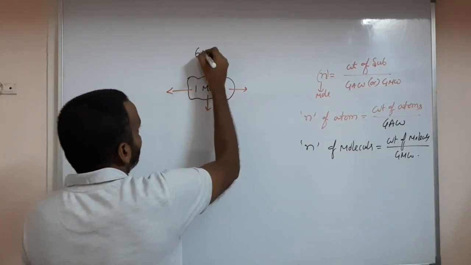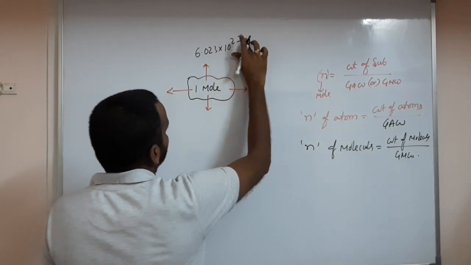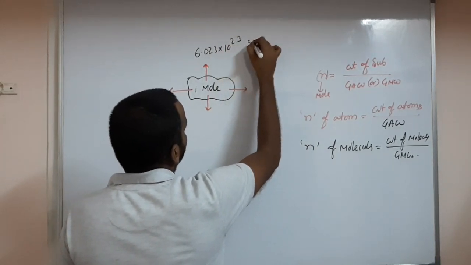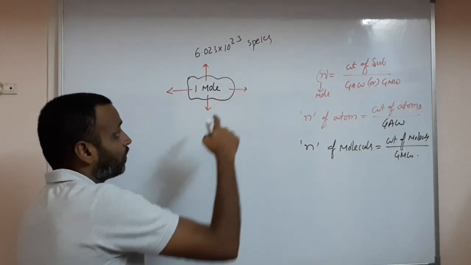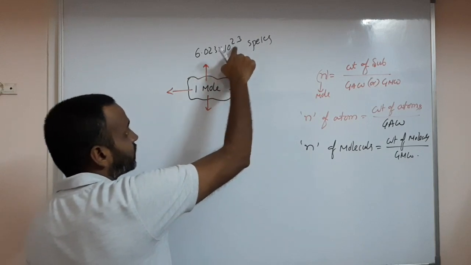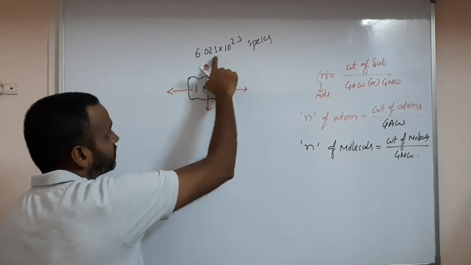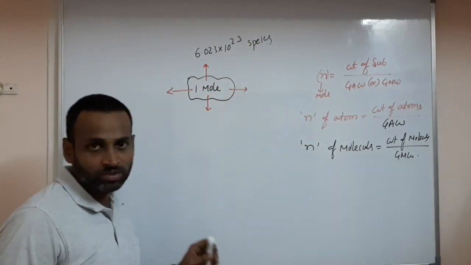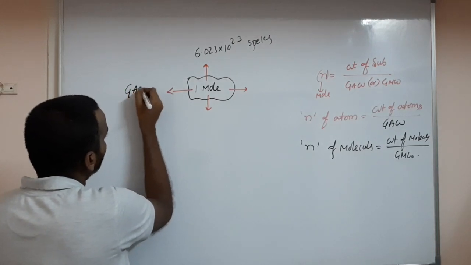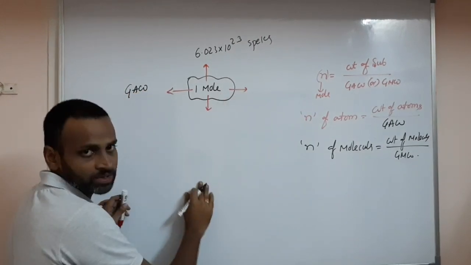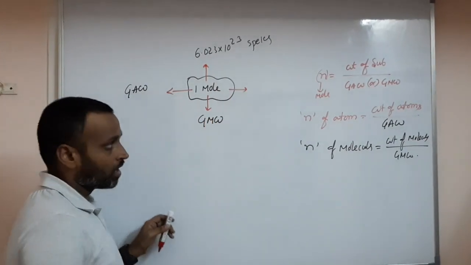So 1 mole, how do we relate? 1 mole is equal to Avogadro number, 6.023 into 10 power 23 species. What does species mean? Why am I writing species? 1 mole of atoms, Avogadro number of atoms. 1 mole of electrons, 6.023 into 10 power 23 electrons. 1 mole of ions, 6.023 into 10 power 23 ions. Like that. 1 mole of atoms is equal to gram atomic weight. 1 mole of molecules is equal to gram molecular weight.